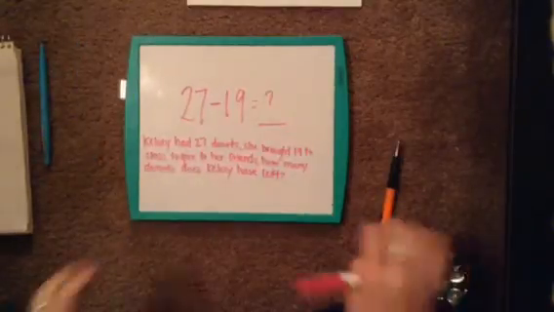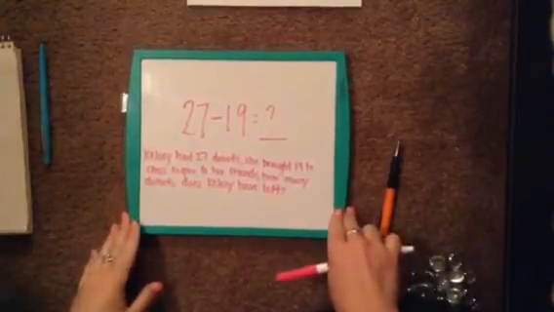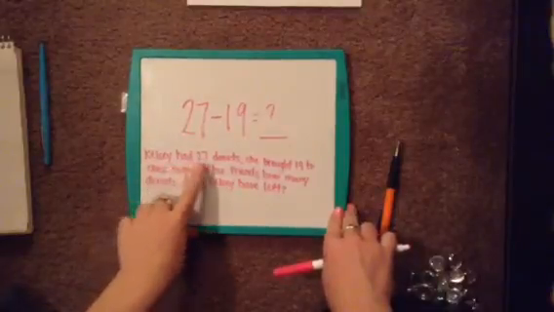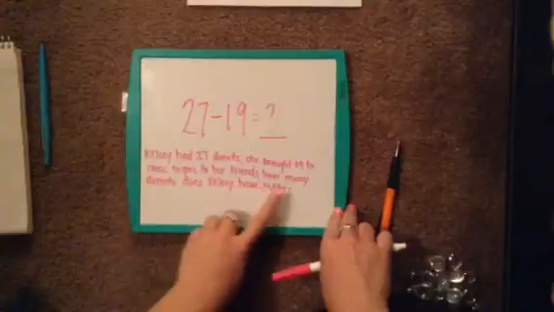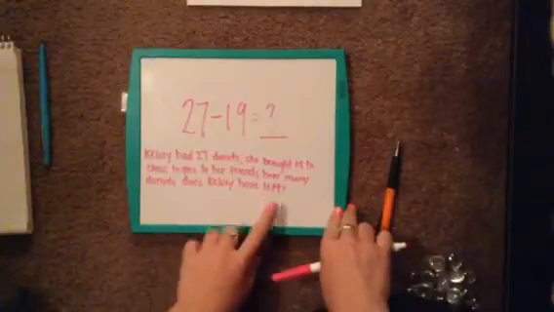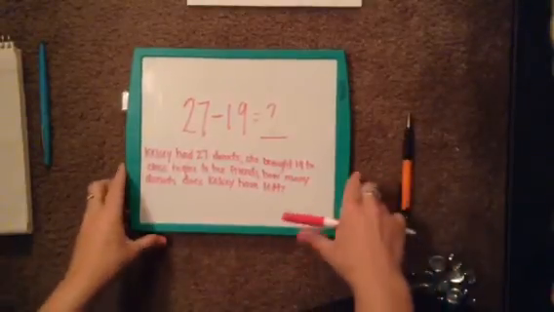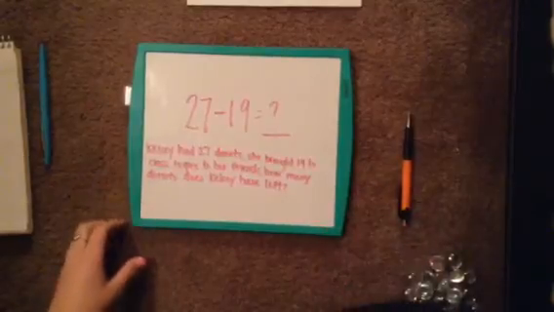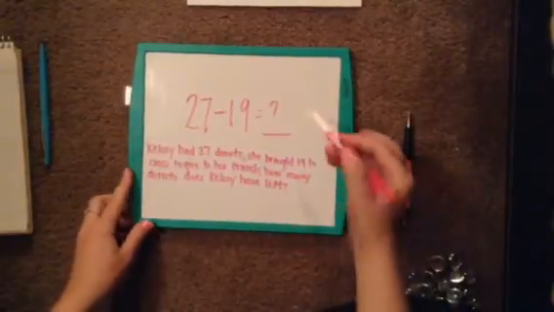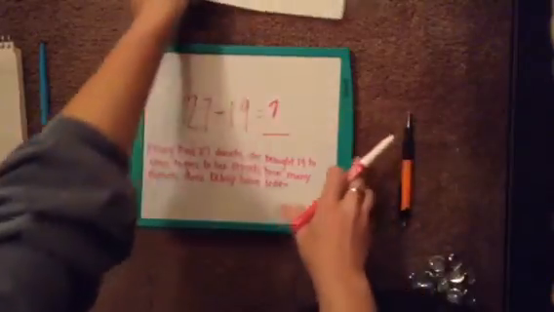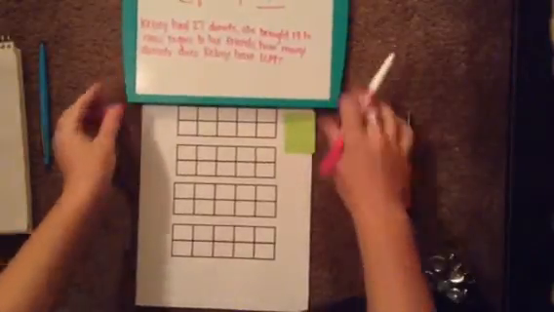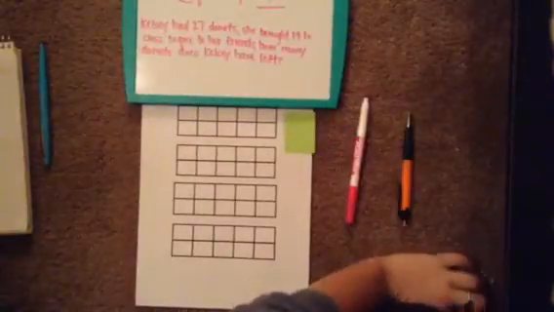Okay, so this is the sentence I came up with for 27 minus 19. Kelsey had 27 donuts. She brought 19 to class to give to her friends. How many donuts does Kelsey have left? Wow, she had a lot of donuts, didn't she? Okay, so there's several ways we're going to work through to try and find our question mark. We're going to start using 10 frames. You may have seen these before, but we're going to work through them. And I'm going to use marbles as my counters.